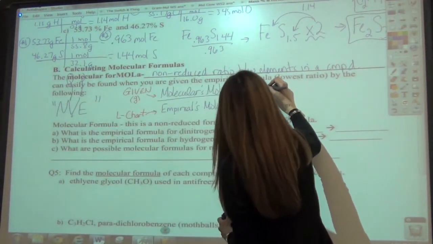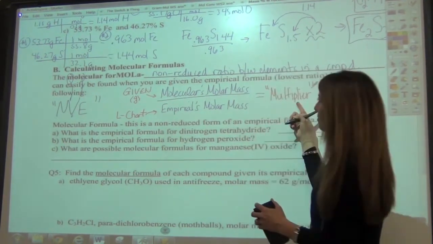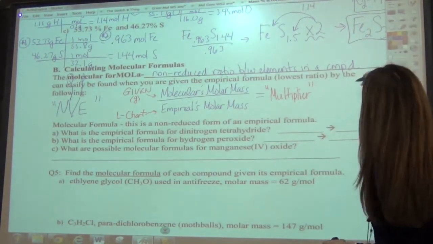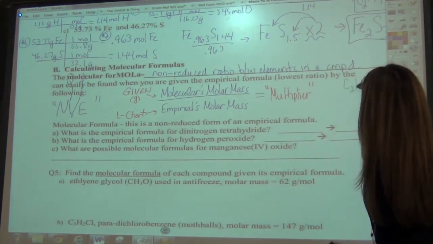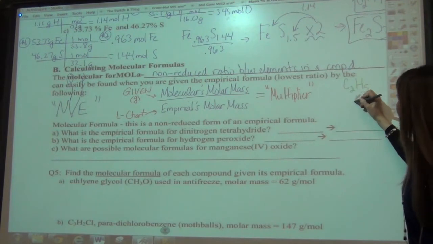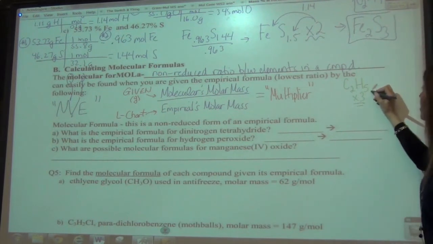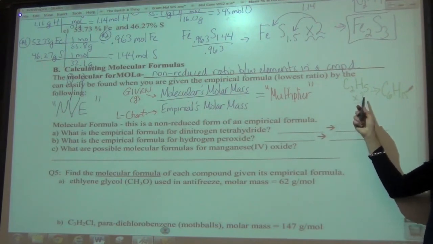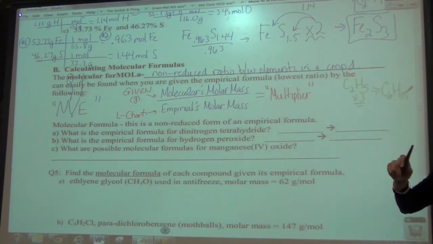Once you get this, you're going to get what I call the multiplier. And what you're going to do with the multiplier is you're just going to multiply everything by that number. For example, if you have something like C2H5, okay? So let's say there was C2H5, and you ended up getting times 3 as your multiplier, then what would your formula be? C6H15, okay? So that would be an example of if you had whatever you get as your multiplier, that's what you're actually multiplying your empirical formula by, all right?